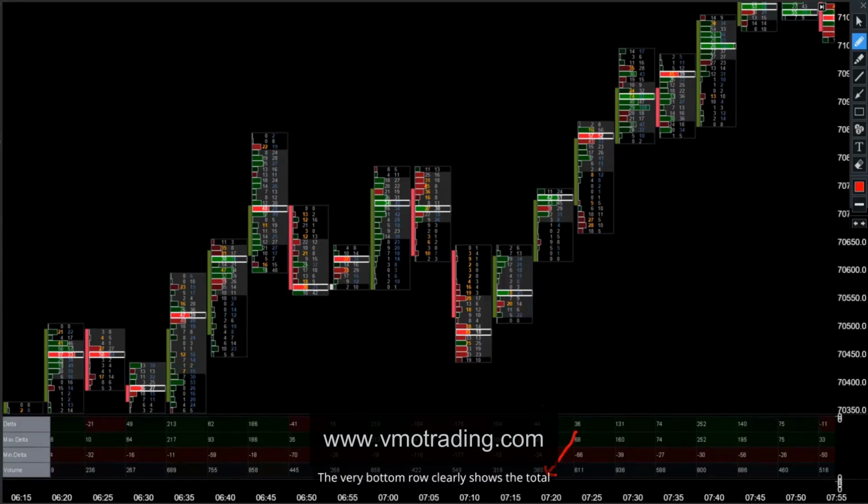The very bottom row clearly shows the total trading volume of the candle. In this particular case, we can see a clear change in delta, characterized by a steady increase in the maximum positive delta, along with a simultaneous decrease in the negative delta values.